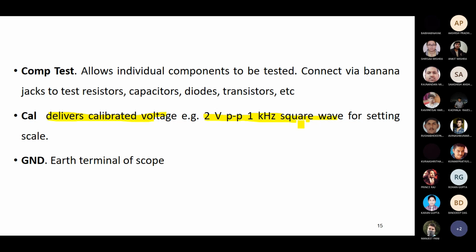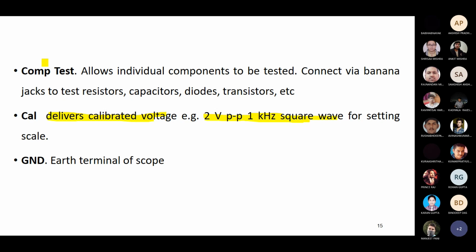There are two terminals, one positive terminal and another one the ground terminal. You connect your probe to channel 1 or channel 2 in factory settings, without changing anything. Connect the positive terminal of the probe to the positive side and negative to negative. Directly you can see 2 volt peak to peak: positive half plus 1 volt, negative half minus 1 volt, so 2 volt peak to peak, and 1 kilohertz. You can calculate the time period, and the reciprocal of the time period comes to 1 kilohertz.